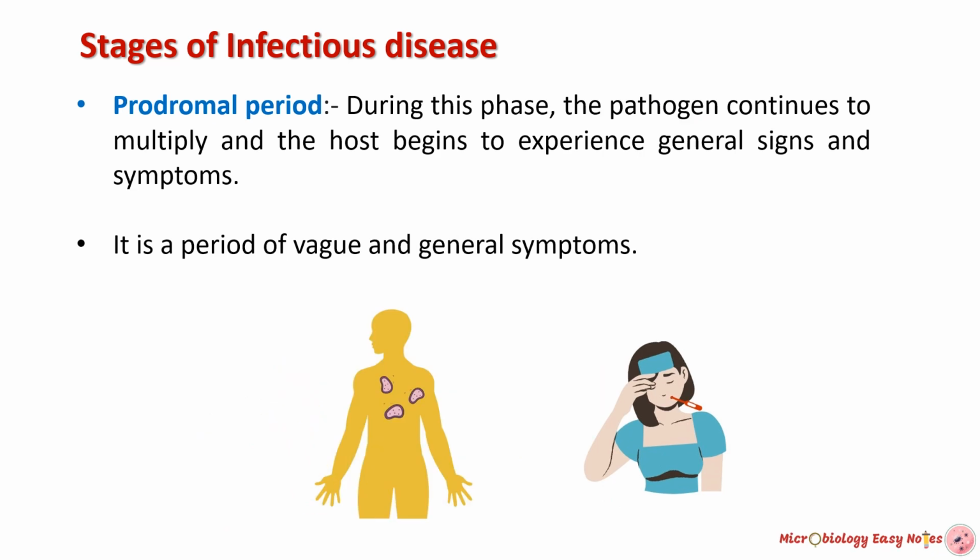The second stage is prodromal period. During this phase, the pathogen continues to multiply and the host begins to experience general signs and symptoms of illness, which typically result from activation of the immune system, such as fever, pain, soreness, swelling, and inflammation, etc. These signs and symptoms are too general to indicate a particular disease. It is a period of vague and general symptoms.